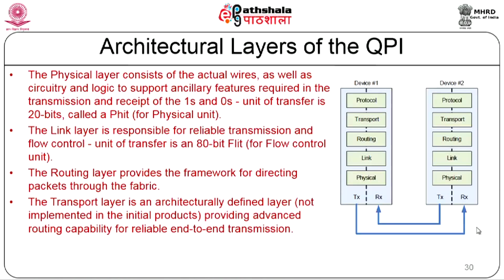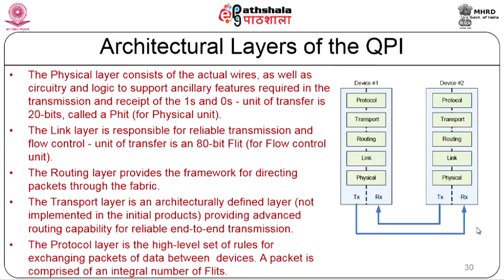The transport layer is the fourth layer, which is an architecturally defined layer but not actually implemented in the initial products, and this provides advanced routing capability for reliable end-to-end transmission. And the last layer is the protocol layer. The protocol layer is the high level which gives you the high level set of rules for exchanging packets of data between devices. A packet is normally comprised of an integral number of flits.